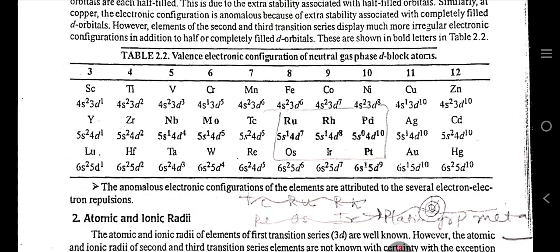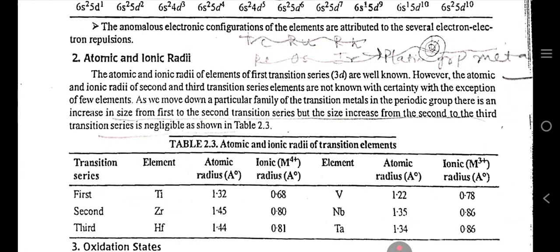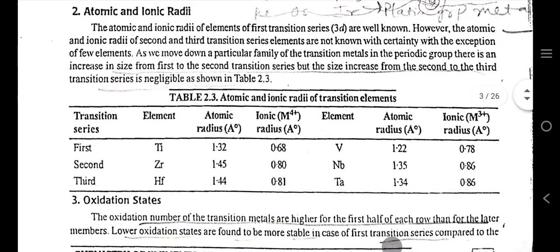However, elements of the second and third transition series display much more irregular electronic configuration in addition to half or completely filled d orbitals. These are shown in bold letters in table 2.2. The anomalous electronic configurations of these elements are attributed to several electron repulsions.